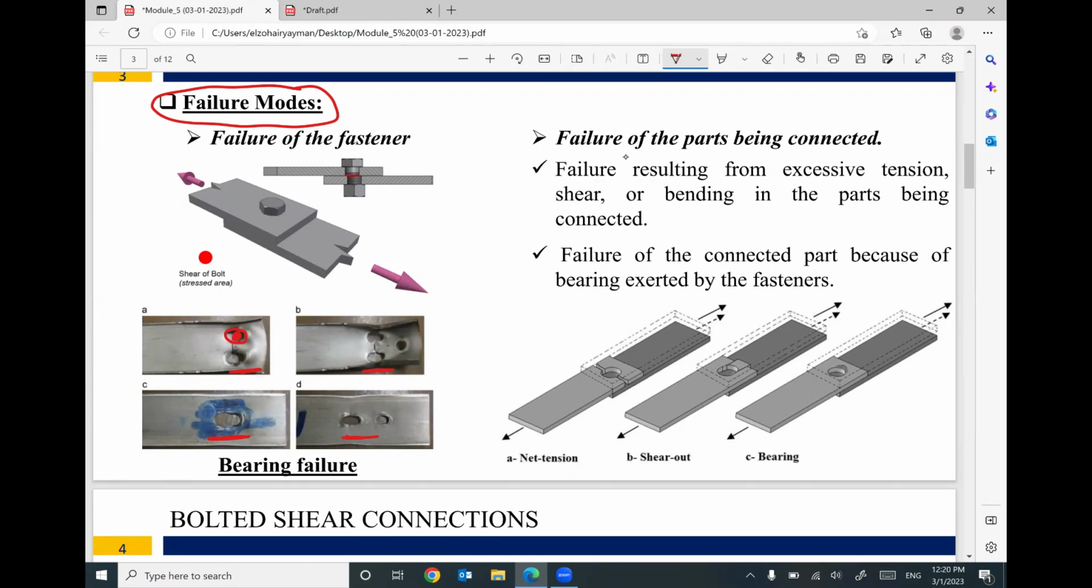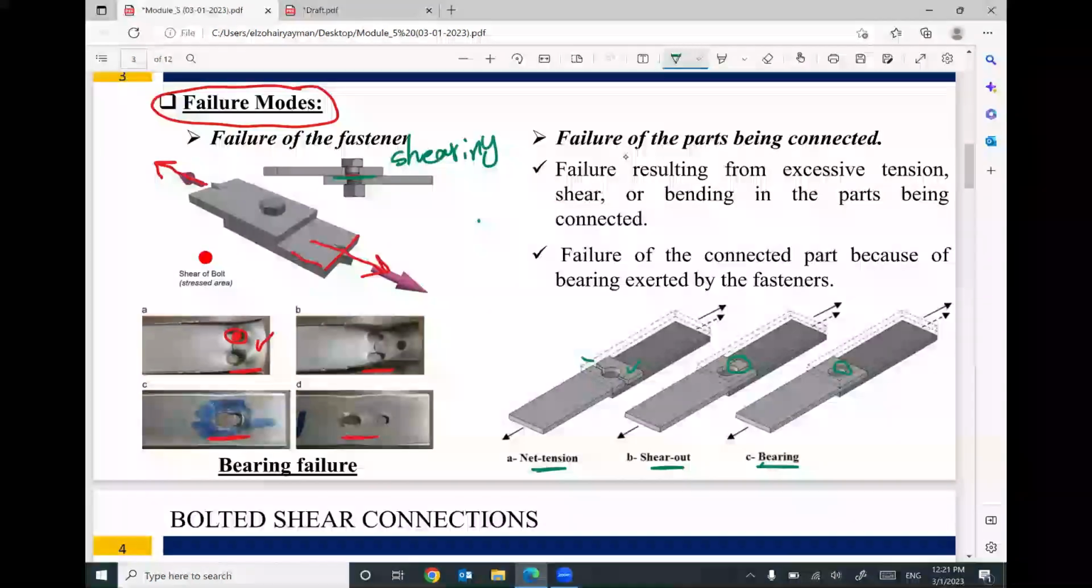We have bearing failure because they hold this hole and you have a bolt inside this hole. So we have bearing of the member on this bolt. As you see here, this part of the member is trying to move this way and the other part is trying to move the other way. So we should expect shearing on this bolt. And the material of the member is already bearing on the bolt. So we can expect a failure in the member, fracture like this one, or this part, or we have bearing failure. So we have 3 different types of failure.